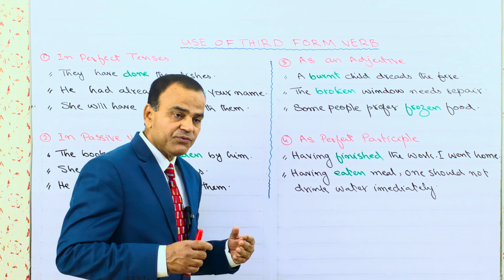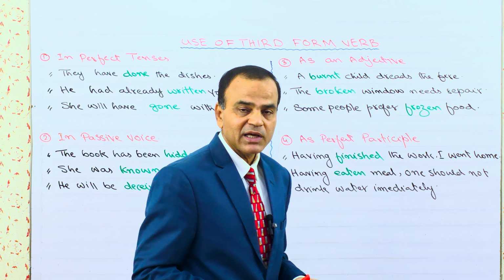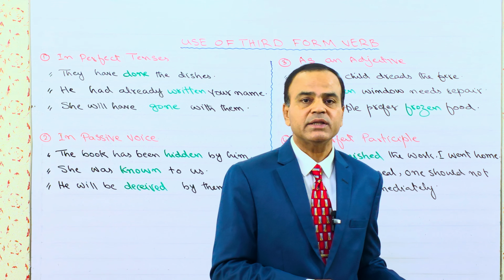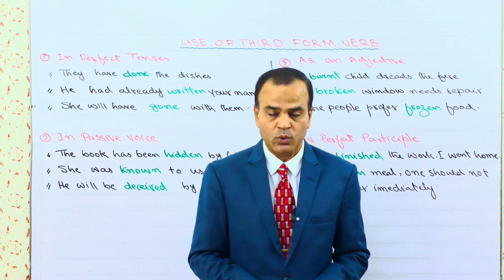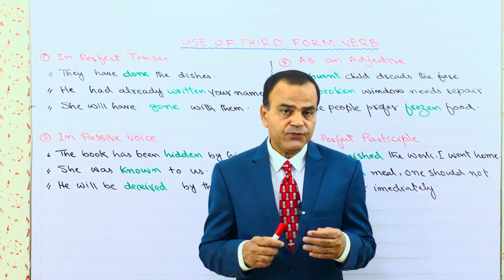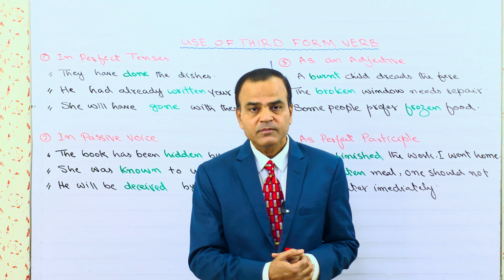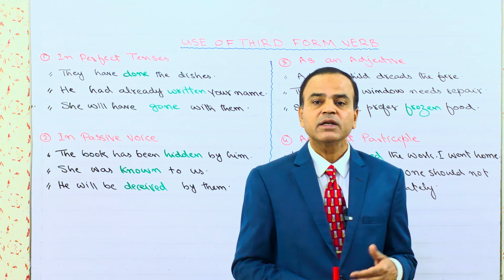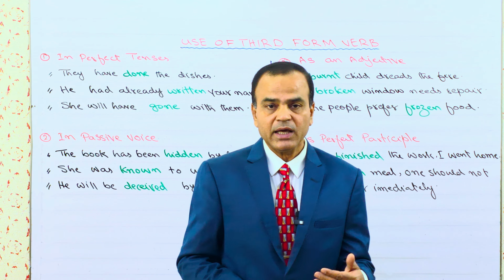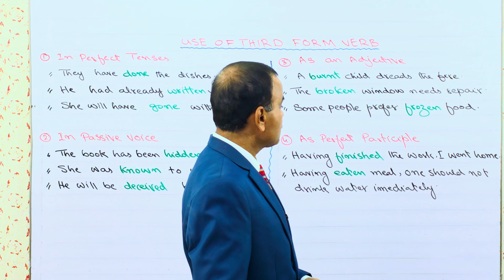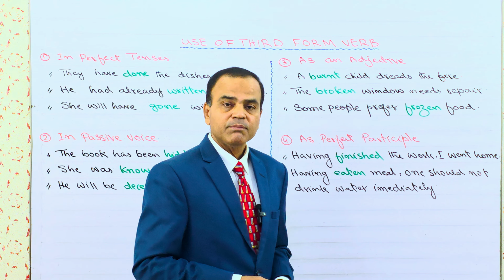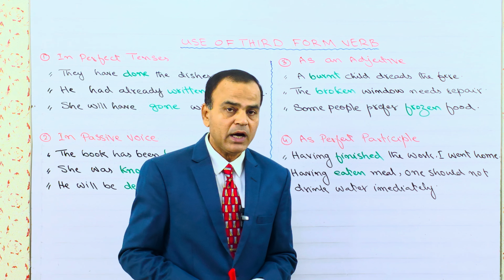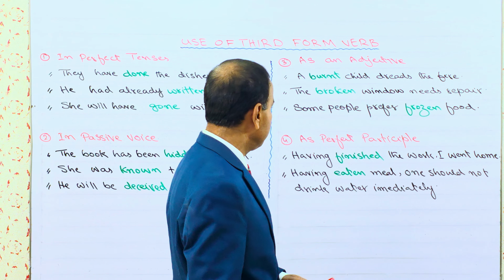Then the verb can also function as an adjective. And what is an adjective? We have already learned the word that adds to the meaning of noun. So if the verb does that work, the verb is actually being used as an adjective. So the third form of the verb can also be used as an adjective to qualify a noun or pronoun, or when used predicatively.